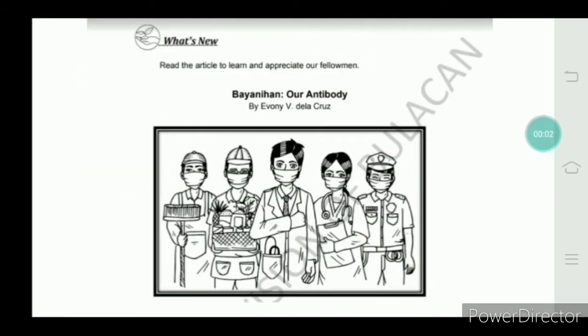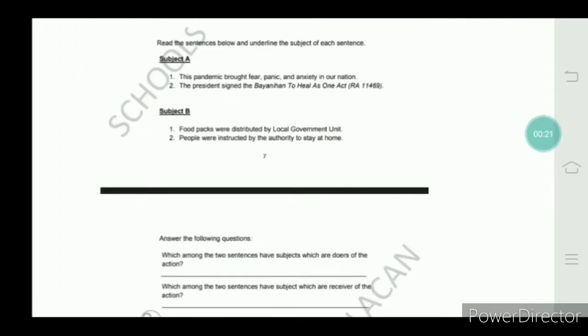Let us now go on page 6 of your module 3. We are now on what's new. Read the article to learn and appreciate our fellow men. The title of the article is Bayanihan, Our Antibody by Evony V. de la Cruz. After reading the article on page number 7, you have to read the sentences below and underline the subject of each sentence. So for subject A and subject B, you have to underline the subject. Number 1 and number 2.